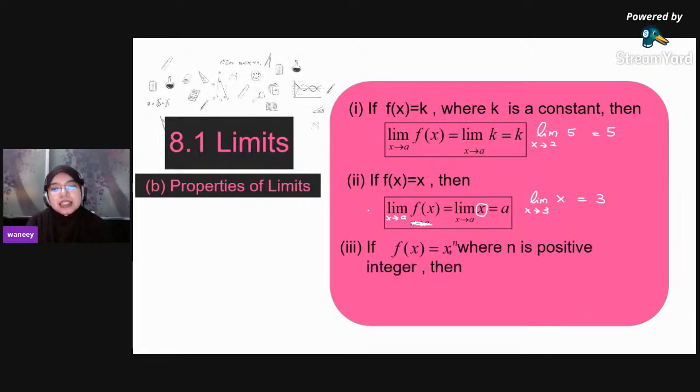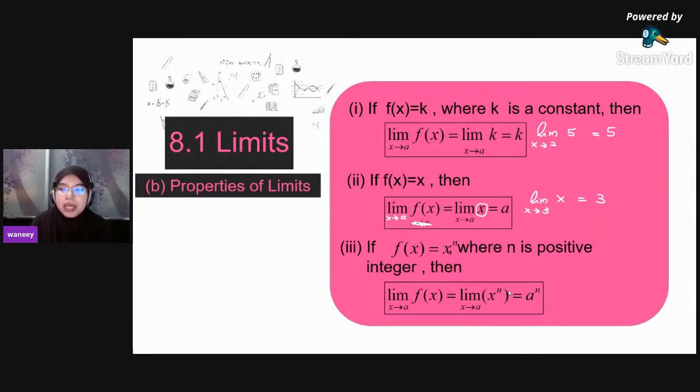The third property is that if f(x) is equal to x to the power of n, where n is a positive integer, then the limit as x approaches a of f(x), which is the limit as x approaches a of x to the power of n, we simply replace the x with a. So we are going to get a to the power of n. So if you have the limit as x approaches 1 of x to the power of 4, substitute x with 1, we get 1 to the power of 4, which is simply equal to 1.